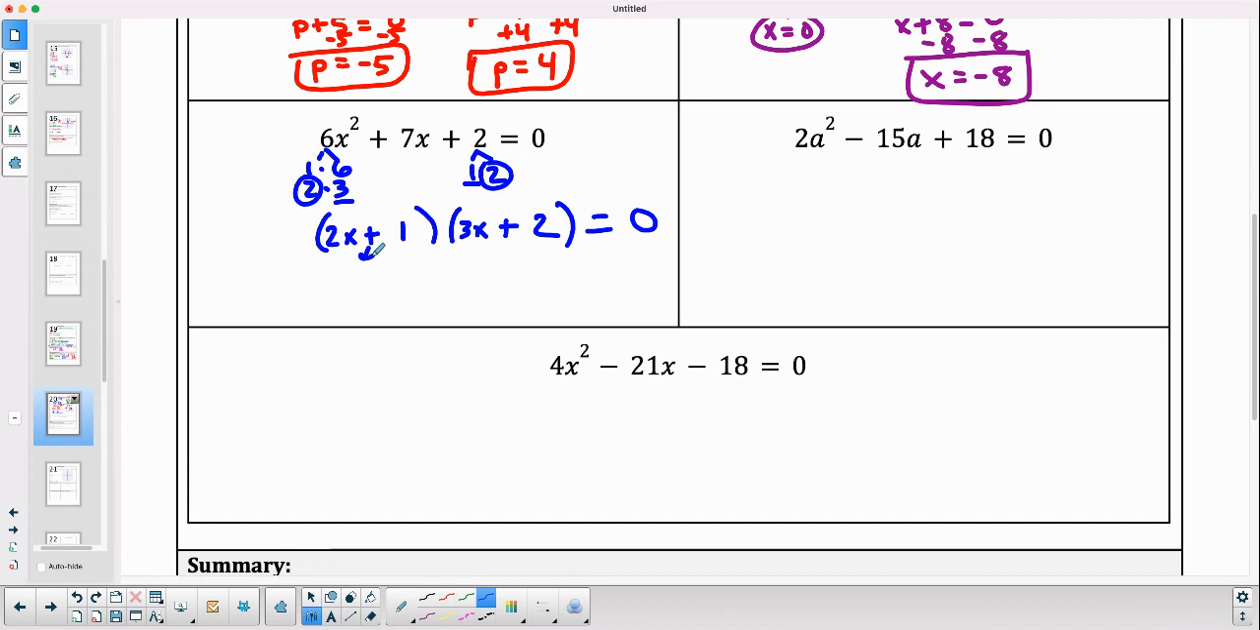So we have to set 2x plus 1 equal to 0, and we have to set 3x plus 2 equal to 0. We have to solve both of those. So they both take 2 steps. The first step, I would have to subtract the 1 to the other side, and then I need to divide by 2. So for this one, x is negative 1/2. Okay, for this one, I would have to subtract 2 to the other side, and then divide by 3. So this one is negative 2/3.